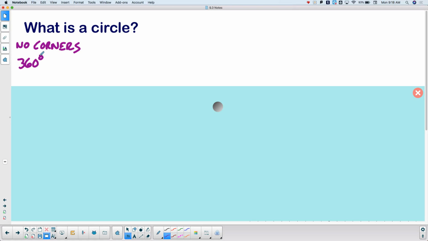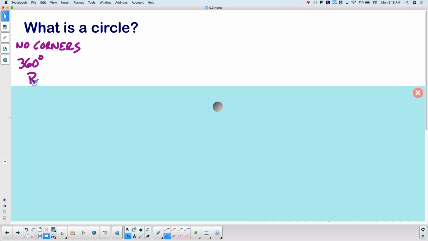Okay, what about that clock? What about that speaker? What about that red dot on the door? Okay. What makes all of them circles? Or what do they all have in common? They're what? They're round. They're all round. Right? Okay.